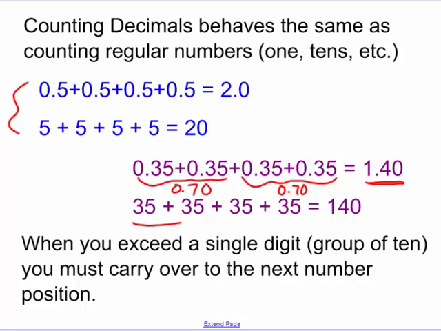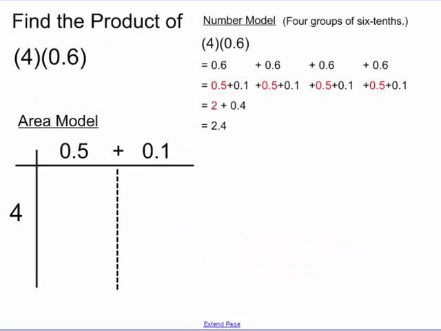If you compare that to adding 35s together, you'll notice that when I total up all of those 35s, I exceed the number of 10s I'm allowed to have, so I have to create groups of 100, and that's where I get the 140. So let's get into some actual multiplying. Find the product of 4 times 6/10 or 0.6. I've done the number model here. I just want to show you that the area model still works.